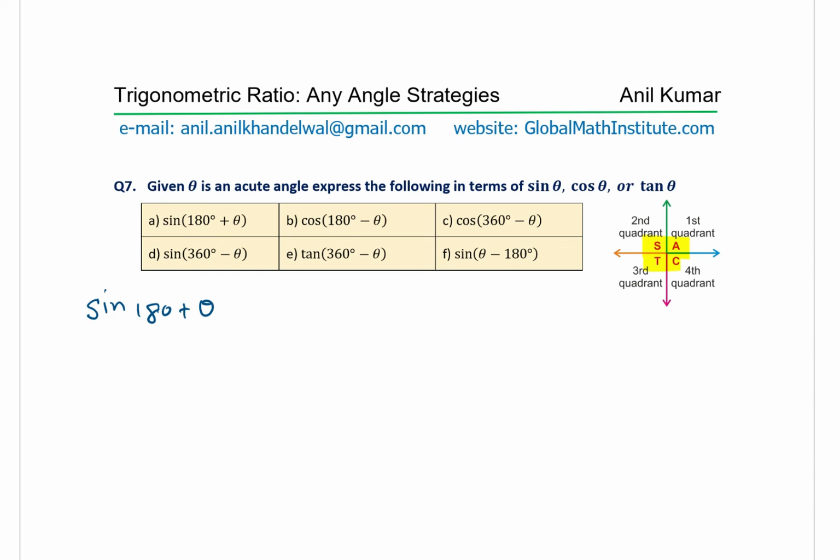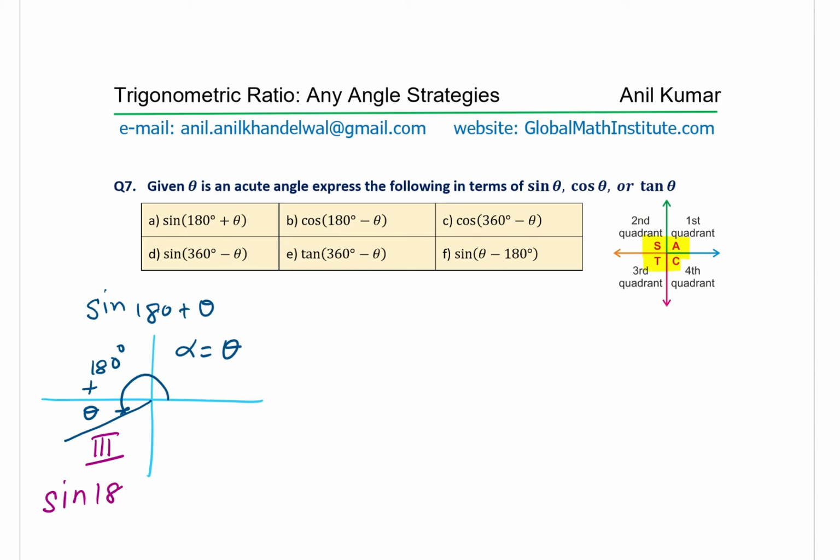So if you sketch this, 180 plus theta will happen to be here, right? So that is the angle theta, and this is 180. Do you see how it works? So the related acute angle alpha is equal to theta, and you are in quadrant 3. Using the rule, in quadrant 3 sine is negative, so we'll write this as sine of 180 plus theta equals minus sine theta.